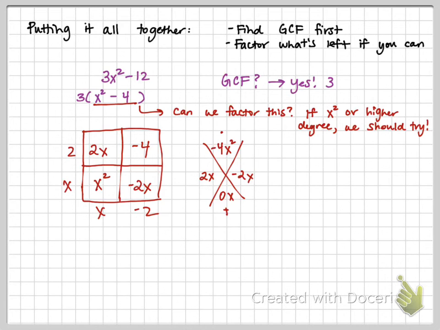And then I'm just going to write my final answer. I'm going to keep the 3, which was my greatest common factor, and then I'm rewriting x squared minus 4 as x minus 2 times x plus 2.